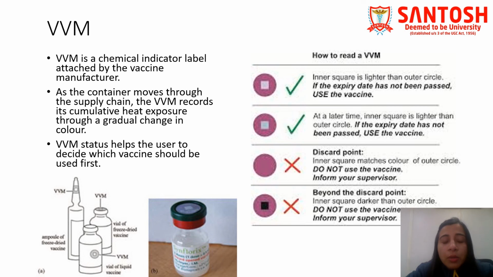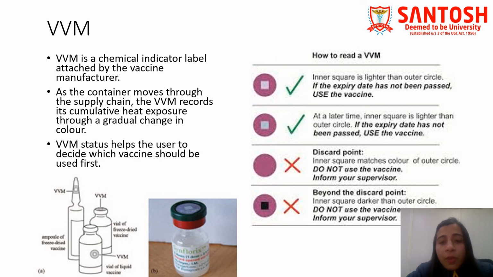So a few words about the VVM. VVM is a chemical indicator, or the vaccine vial monitor, and it is like a label that is there on the vaccine, and the color change of the VVM is according to the temperature to which the vaccine has been exposed.